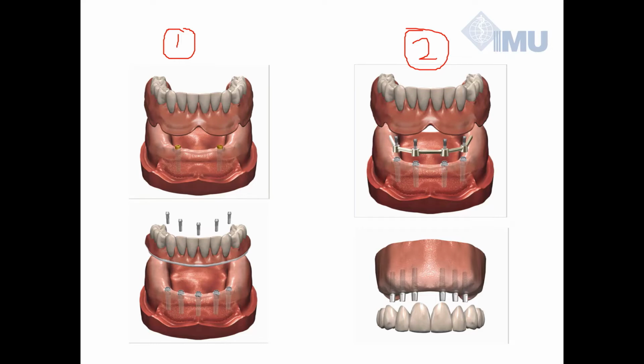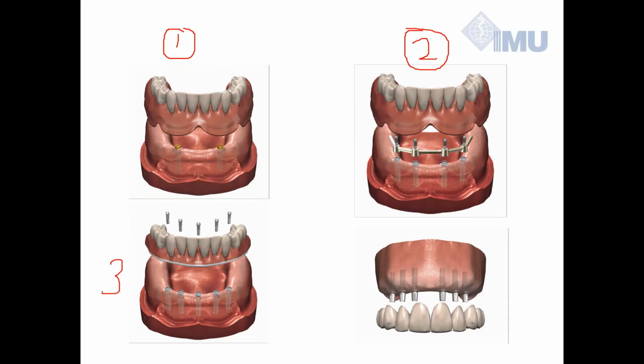So basically, option number one has fewer implants, and most of the support of the denture is gained partly by the implants and partly by the tissues. However, most of the time in option number two, most of the support is borne only by the implants, and the denture flanges are not really touching the mucosa.